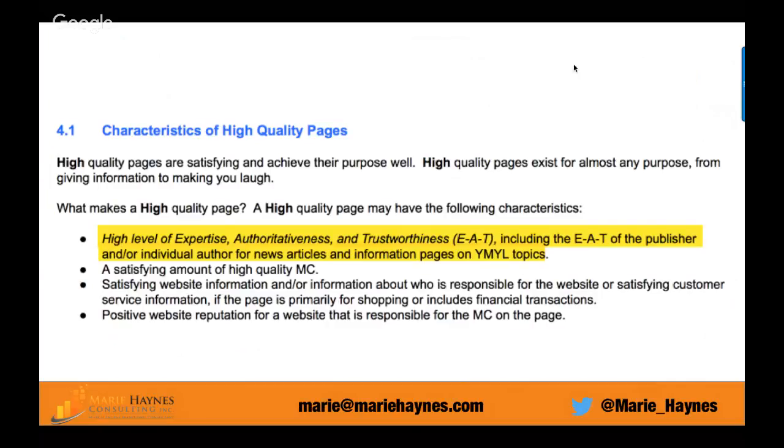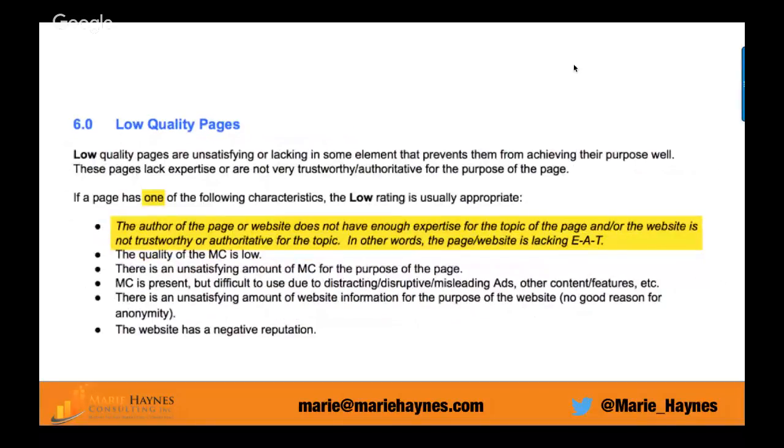When they talk in the guidelines about what is a high quality page, the very first thing they mention is that a high quality page needs to have a high level of EAT. They talk about the EAT of the publisher, being the website itself, and also individual authors, which we'll talk about in a second. There are definitely other things that Google looks for in terms of high quality, but the very first thing they mention is having high EAT.